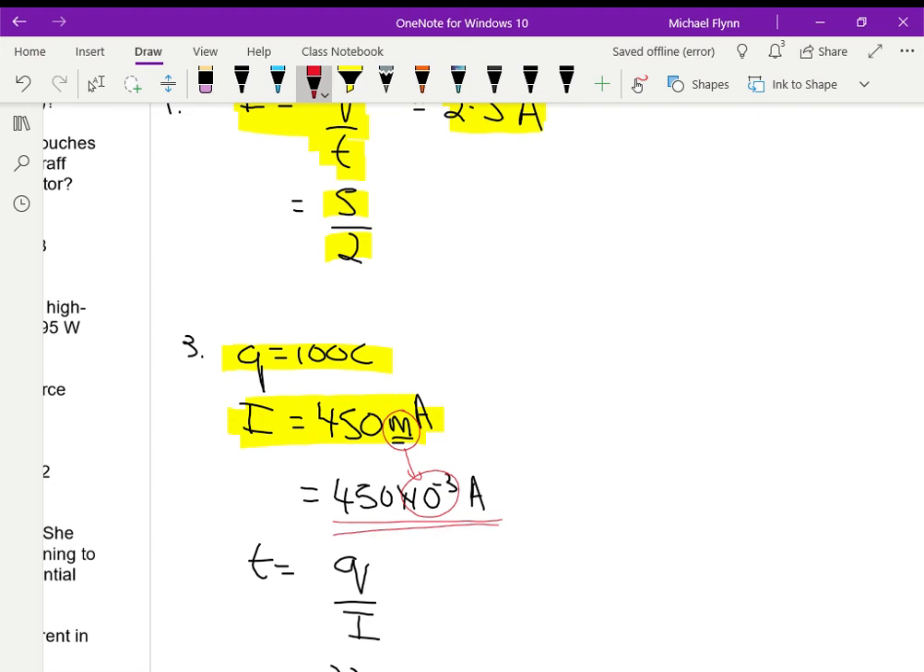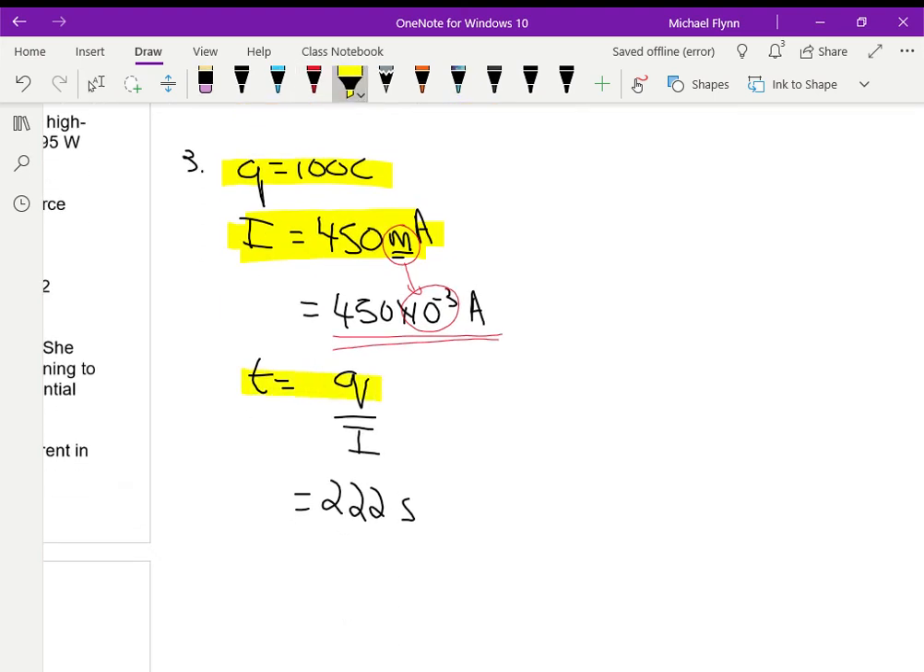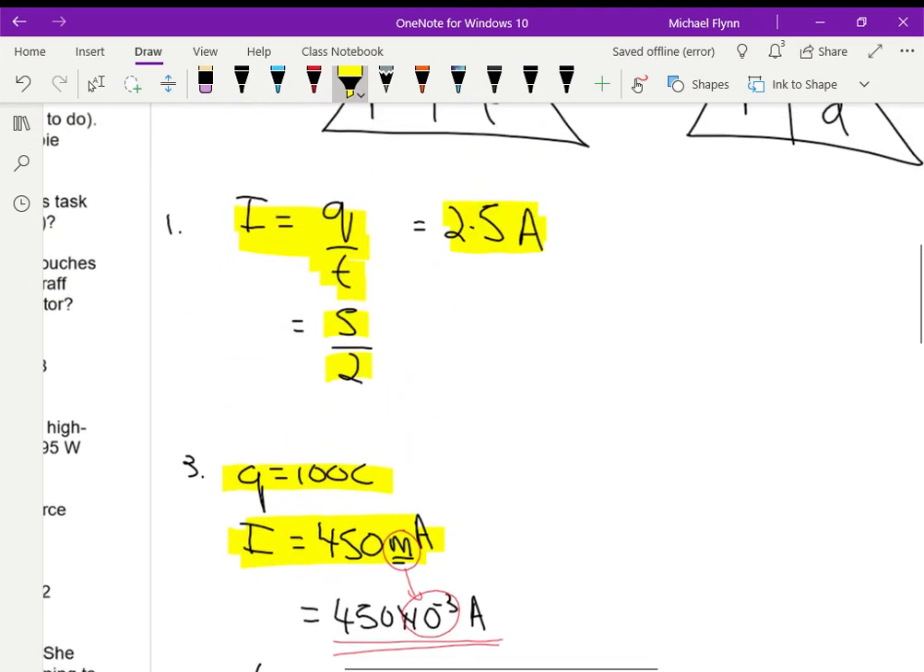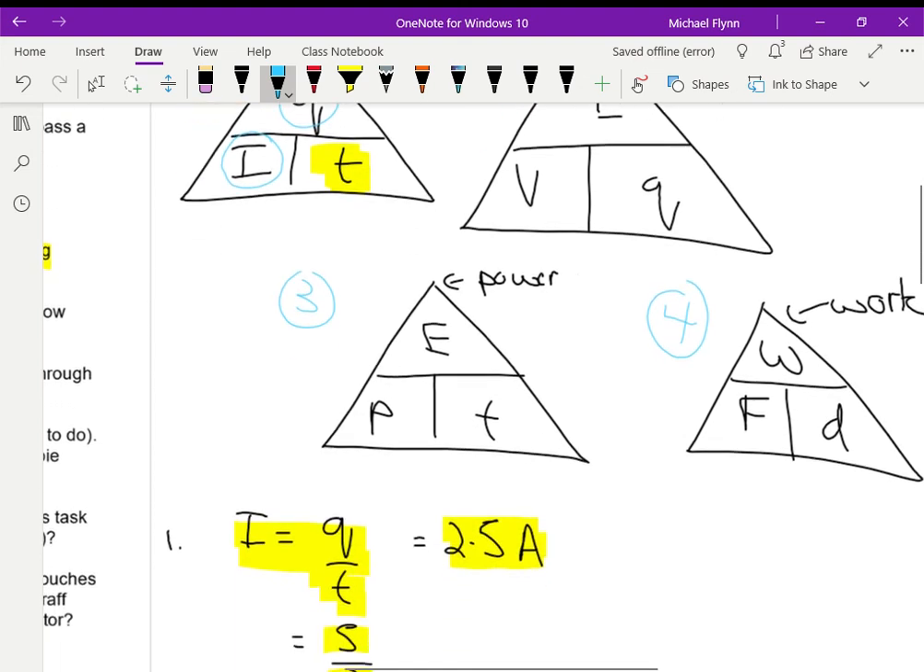You must do that every time. You must convert to the base unit, which means you put in the power of 10 if it's not the base unit. That goes with a metric chart. Now I can go ahead and do my calculation. So time, if you're wondering how, we'll go back to our triangle. If you're solving for time, cover up the T. What am I left with when you cover up the T? Well, you're left with Q over I. So that's how you use the density triangle. That's how you use the current triangle.